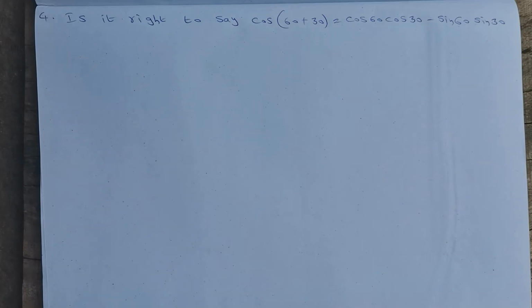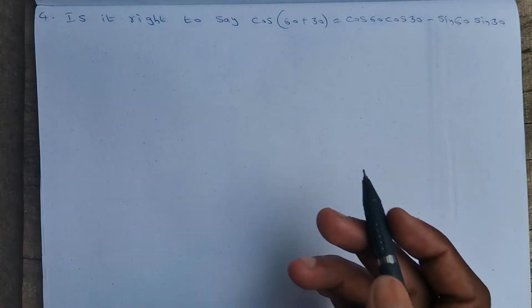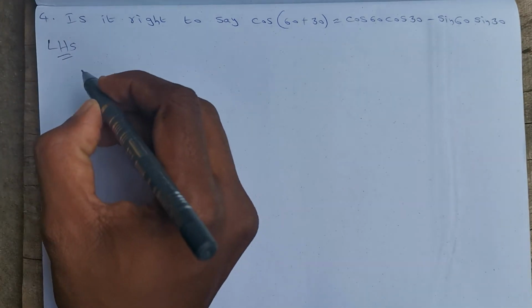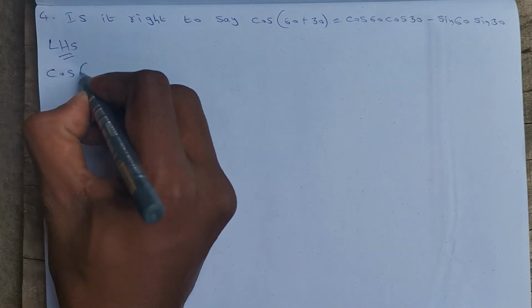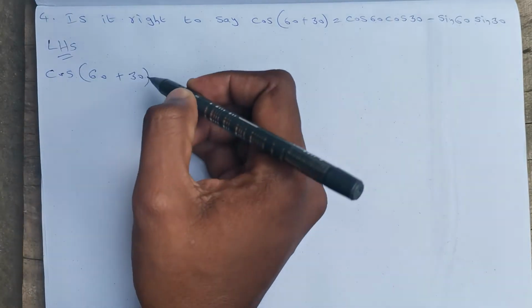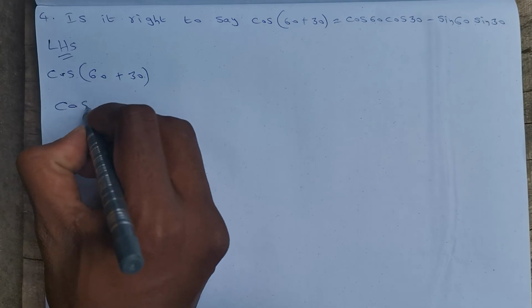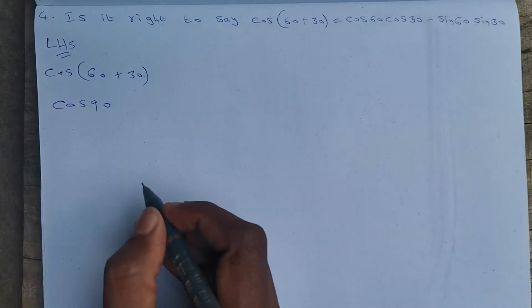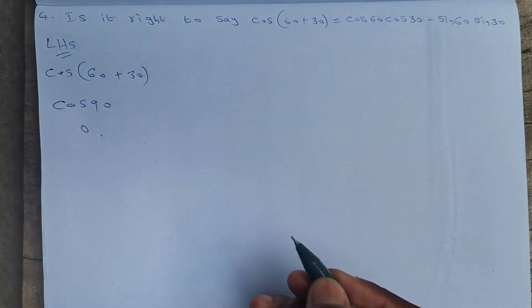Okay, next question. Is it right to say cos of 60 plus 30 is equal to cos 60 cos 30 minus sin 60 sin 30? So first here LHS and RHS both are there. So I'm going to solve LHS first. Cos of 60 plus 30. Cos 60 plus 30 is nothing but 90. Cos 90, it is 0.